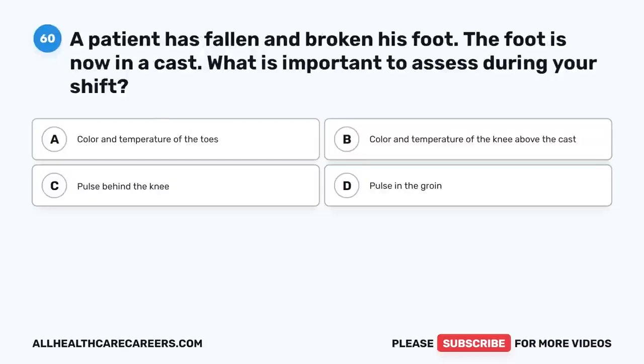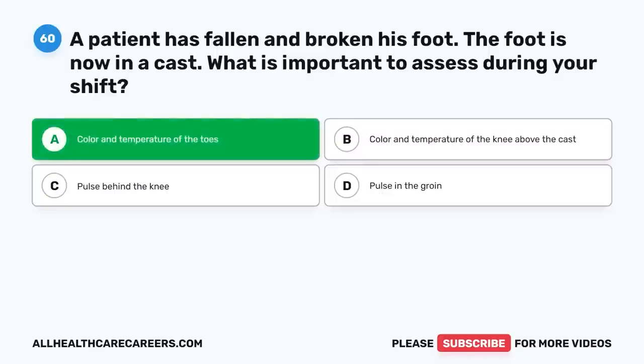Question 60. A patient has fallen and broken his foot. The foot is now in a cast. What is important to assess during your shift? A. Color and temperature of the toes. B. Color and temperature of the knee above the cast. C. Pulse behind the knee. D. Pulse in the groin. The correct answer is A.